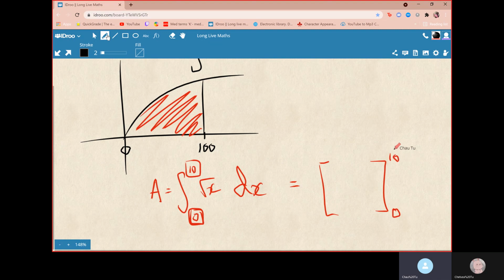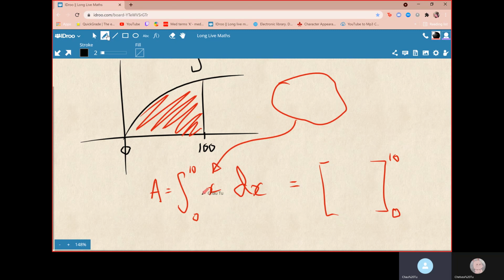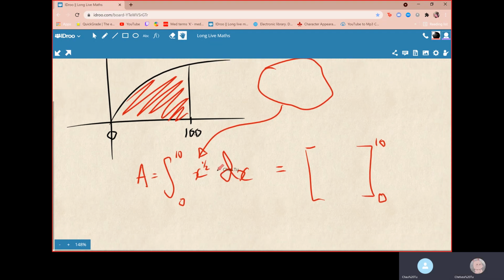So now, Chelsea, you've got to look for something. You are trying to integrate it now. What that means is you've got to look for something in such a way that when you differentiate it, it gives you x to the power of a half. Can you see that, Chelsea? Because the square root is to the power of a half. Did you know that? Yeah, I did.